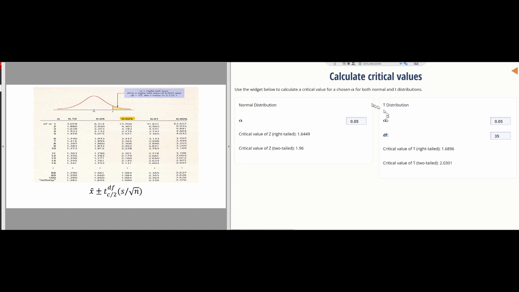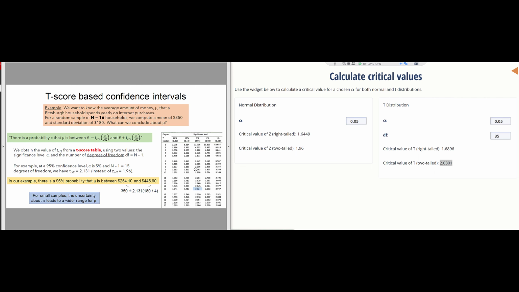According to the t-distribution, since our estimate of the standard deviation of the sample is not reliably perfectly normal, what the t-distribution is telling me is that instead of using the z-score of 1.96 to create my error bounds, I should instead use this adjusted t-score value of 2.0301.